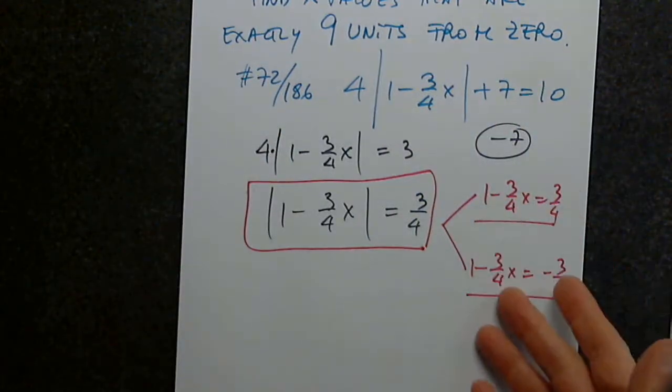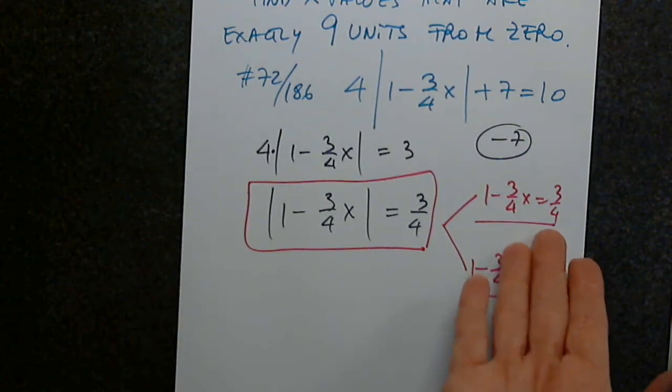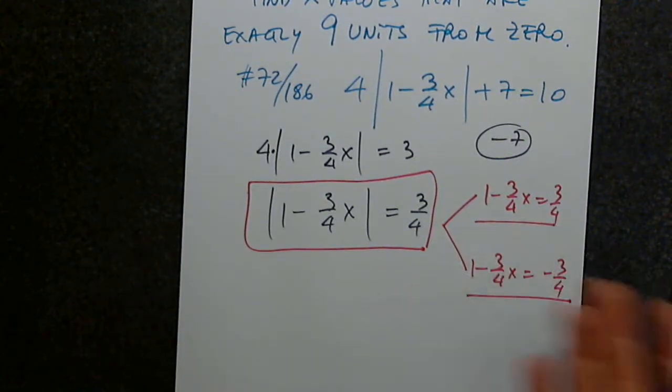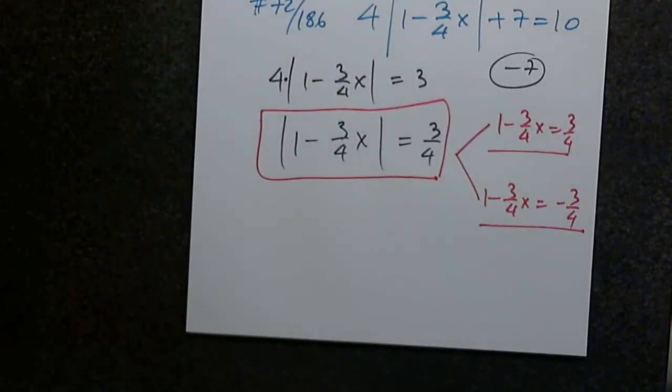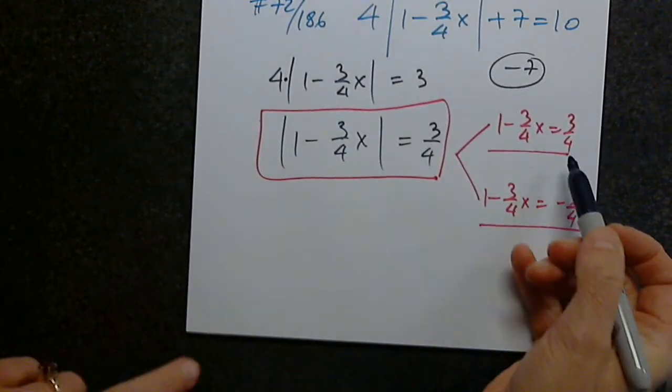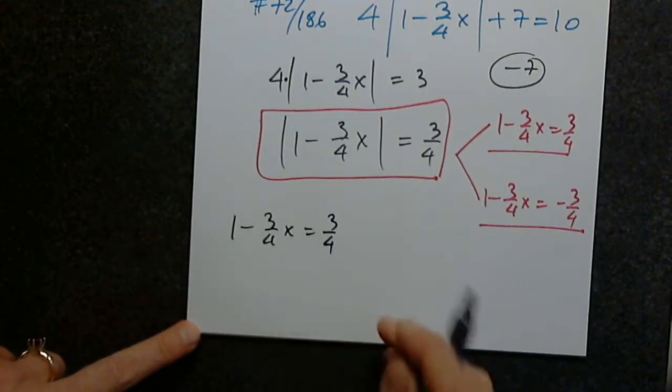Now, these equations are linear. There is no difficulty here. We can eliminate the denominator first if you want, and then find x. And this is it. That's the end of equations, and we'll look at another example. So let's solve this one. 1 minus 3/4 x equals 3/4.